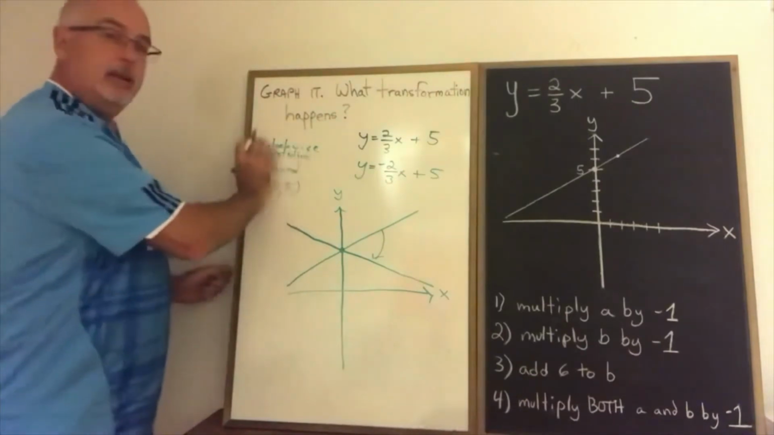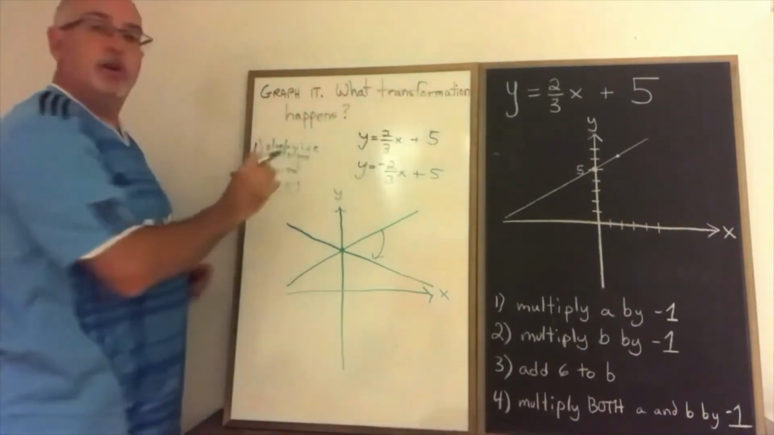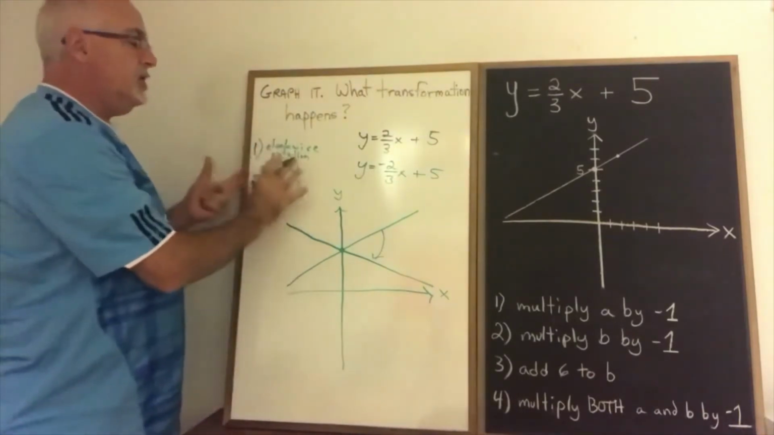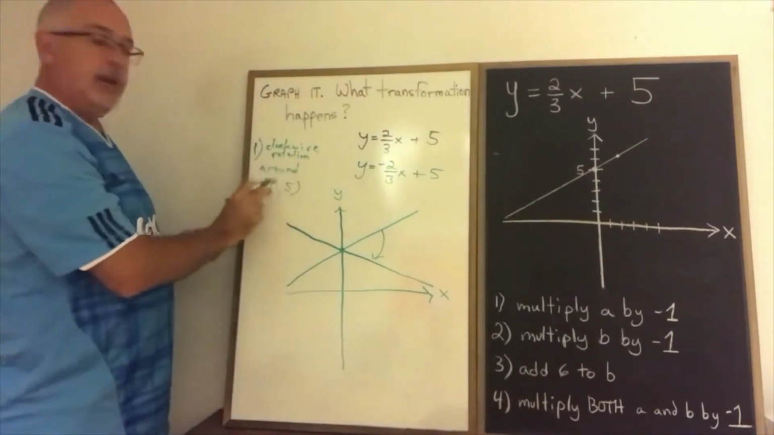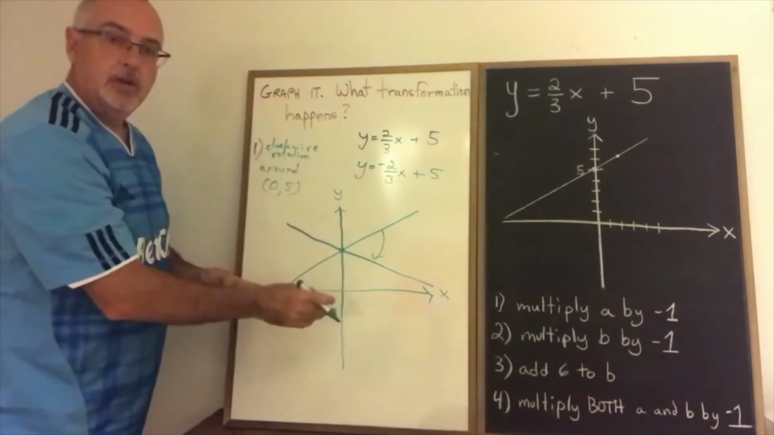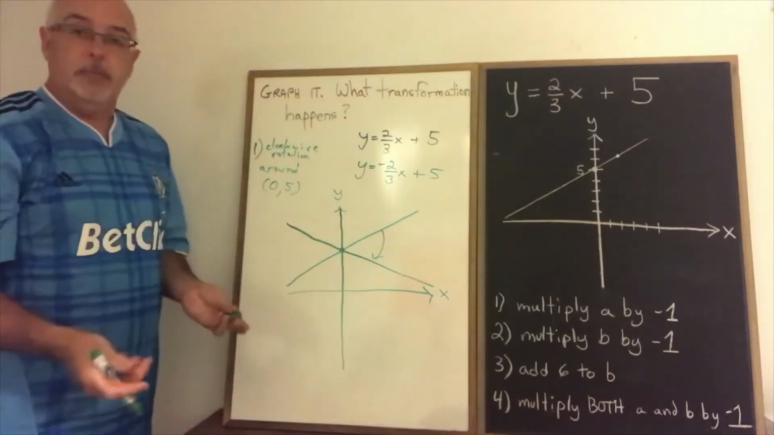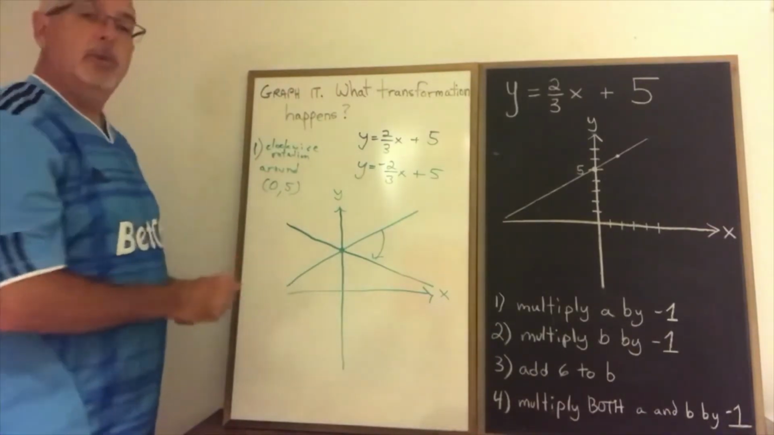This is a complete answer to this question, what transformation happens, that is using the language of transformation. And it's not just a clockwise rotation. It's a clockwise rotation around that y-intercept. This is important because that's what will always happen.